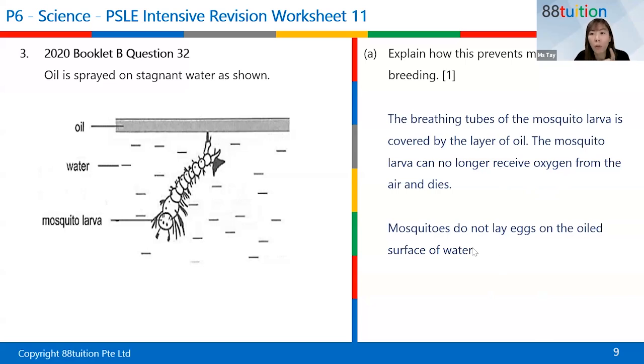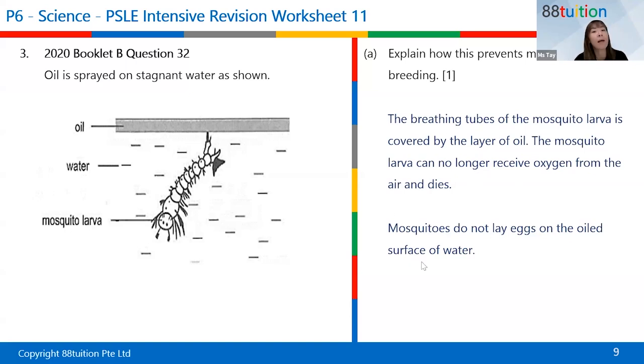Remember where mosquitoes will lay their eggs? Only in stagnant water. Yes or no? Yes, right. Only in stagnant water. So if the mosquito flies to this puddle of water with a layer of oil on top of it, do you think the mosquitoes will lay eggs there? No. So it will actually reduce breeding in two ways. Number one, mosquitoes won't lay eggs there. Number two, even if they have already laid the eggs there, after we put a layer of oil, whatever hatches can no longer survive.